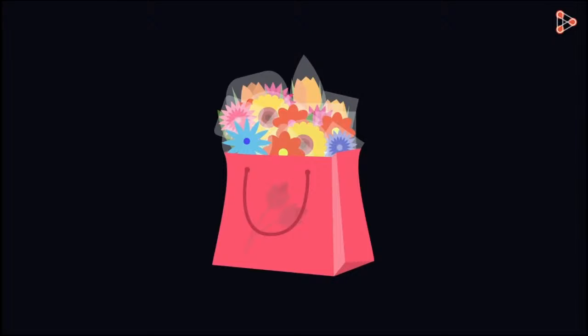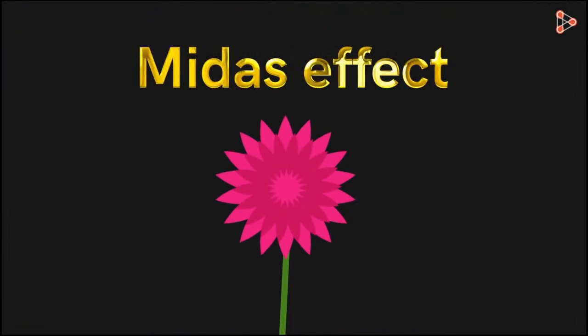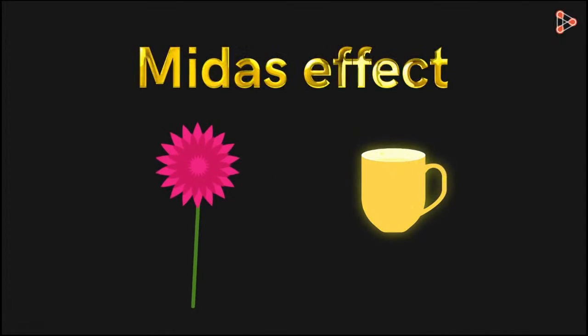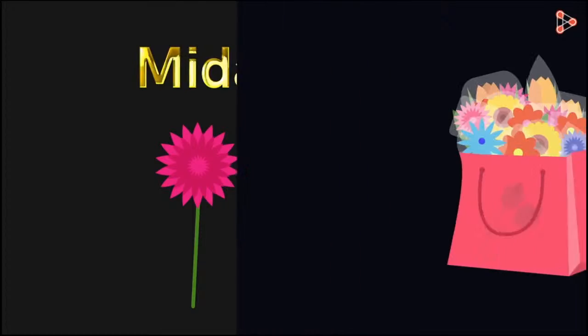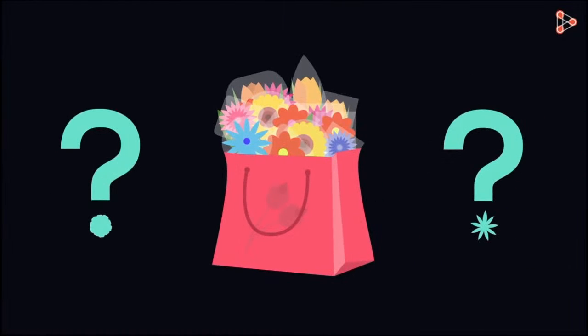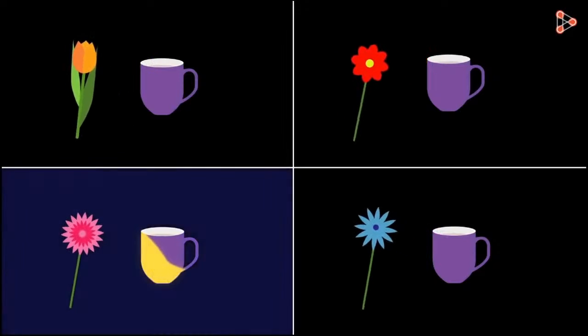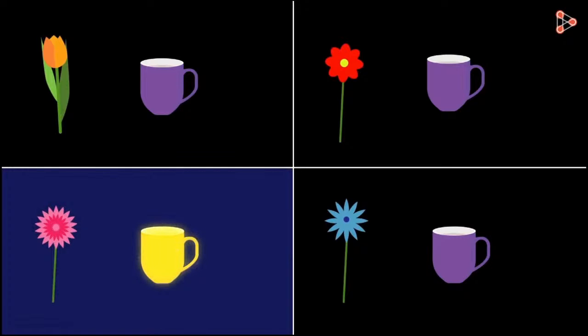Imagine we're given a bag full of flowers, and we are told that there is one flower which has the Midas effect. Anything that the flower touches gets transformed into gold. But how will we find out which flower is the special one? All the flowers look more or less the same. Well, the only thing we can do is make all the flowers touch some object. Isn't that right? So examining every individual flower is the only option we have.